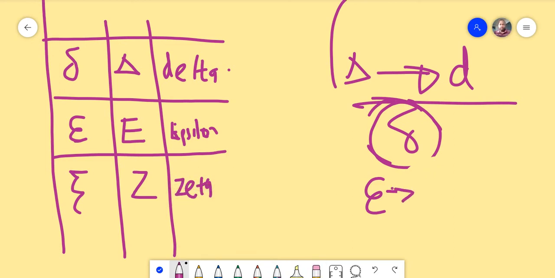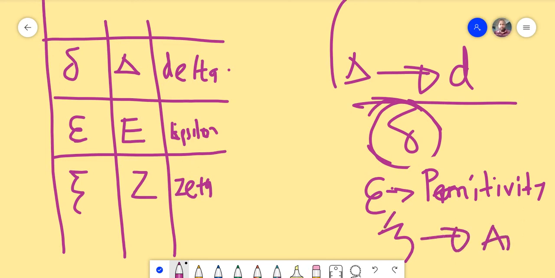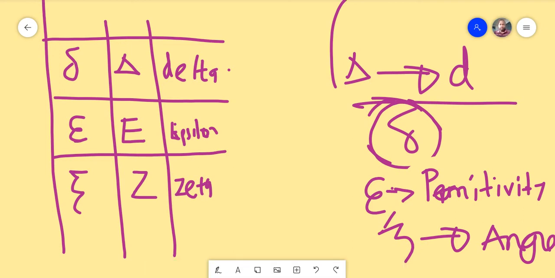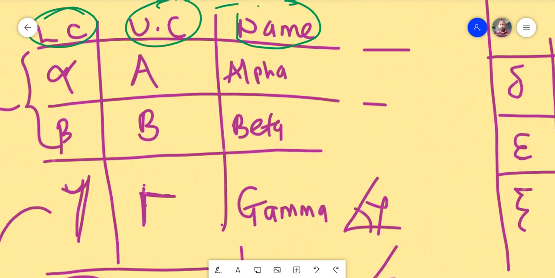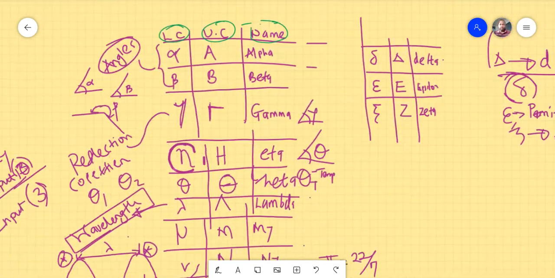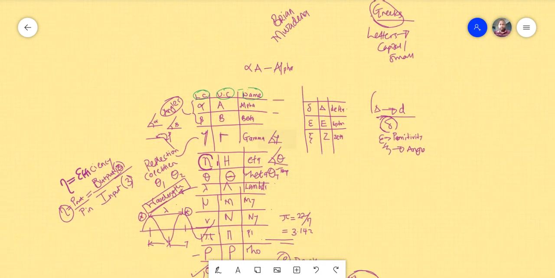So this usually represents permittivity, and then zeta usually represents an angle. Okay, one thing I'll tell you is that there's no need of cramming these symbols. These symbols cannot really be defined the way you want. I mean, anyone can define these symbols the way they want.